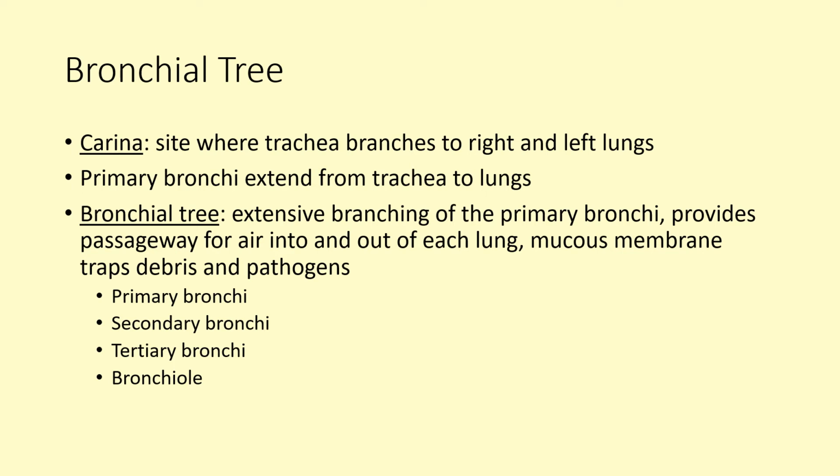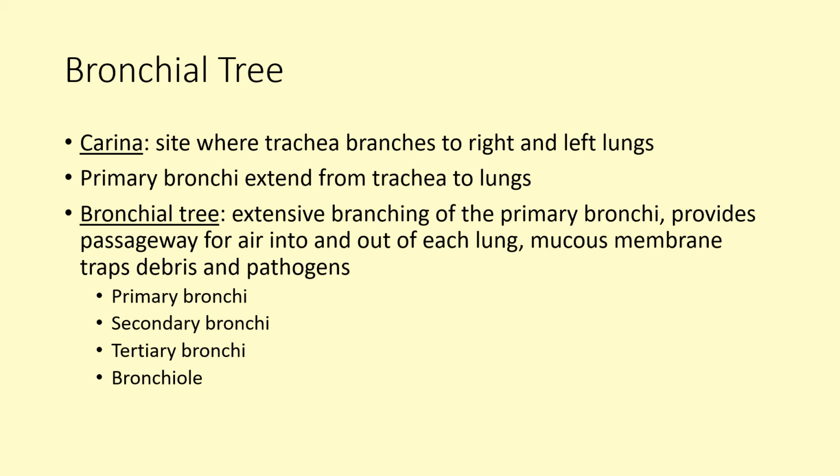And we call it a tree because you now have continued branching. It gets smaller and smaller in diameter. The air is going to flow from the primary bronchi. That's what enters into each of the lungs separately. And then from there it's going to branch. The lungs are divided into lobes, as we'll see in a moment. And you continue to have branching of the bronchi. So you go from the primary to the secondary to the tertiary and finally to the bronchioles. So each one, the diameter is getting smaller.